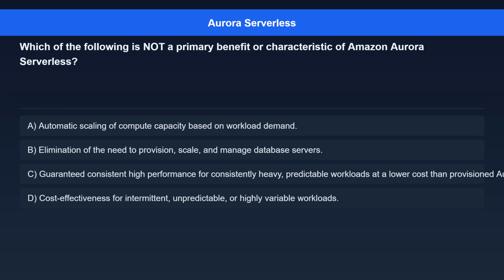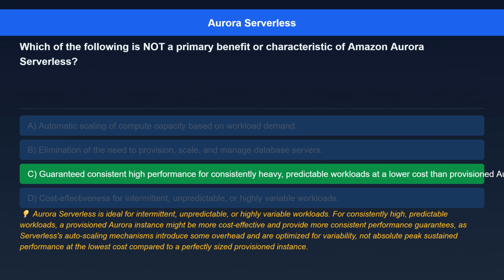Question 3. Which of the following is not a primary benefit or characteristic of Amazon Aurora Serverless? Option A. Automatic scaling of compute capacity based on workload demand. Option B. Elimination of the need to provision, scale, and manage database servers. Option C. Guaranteed consistent high performance for consistently heavy, predictable workloads at a lower cost than provisioned Aurora. Option D. Cost effectiveness for intermittent, unpredictable, or highly variable workloads.